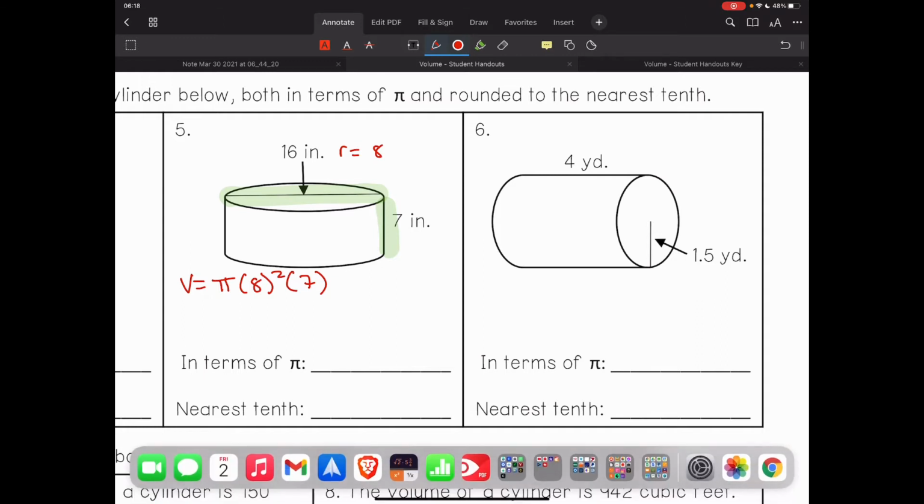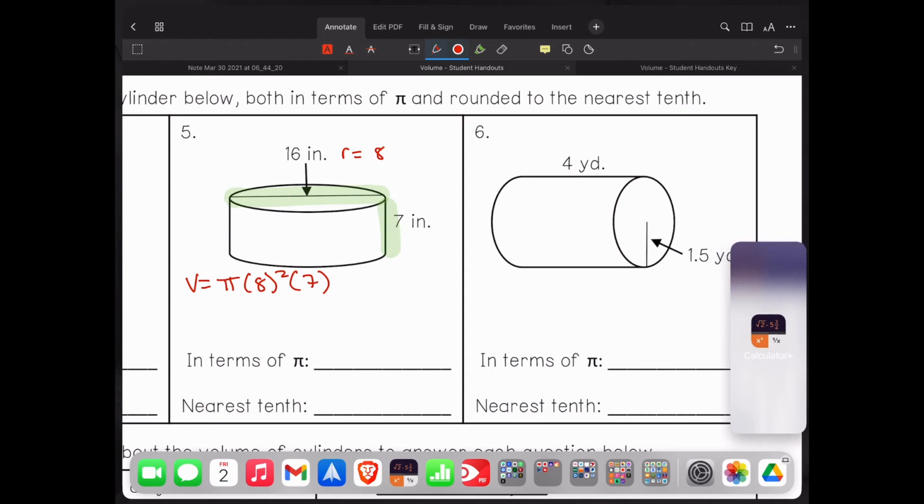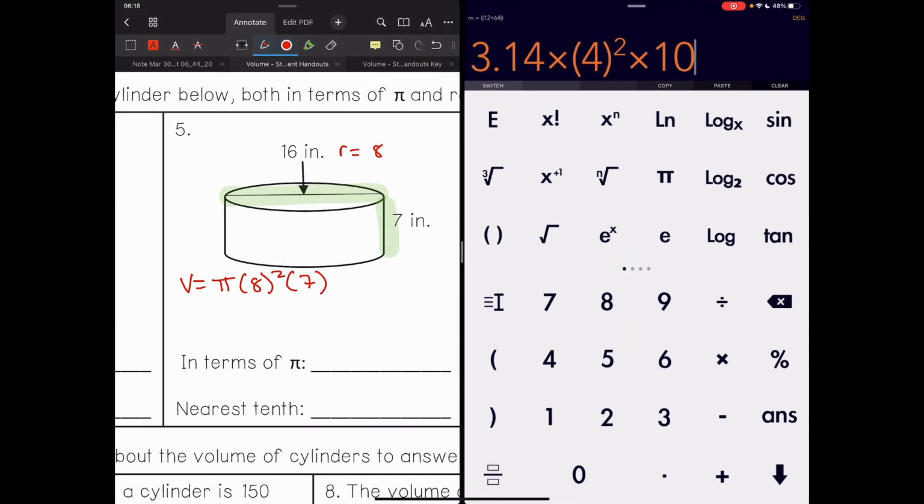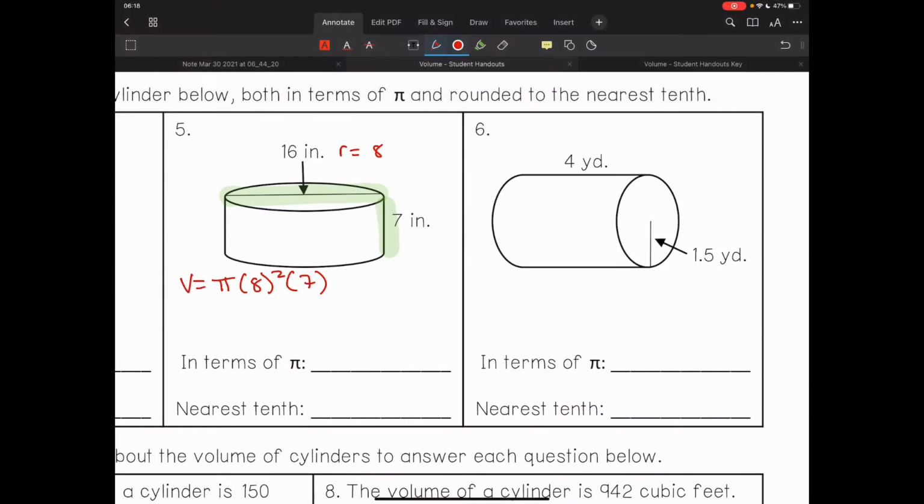Now we're going to do the same thing as before. We're going to use our calculator, but this time instead of using the 3.14, we're just going to do 8 squared times 7, which is 448. So we're going to say V equals 448 pi inches cubed. In a lot of ways, this is actually easier. It's one less thing to enter into the calculator and multiply.